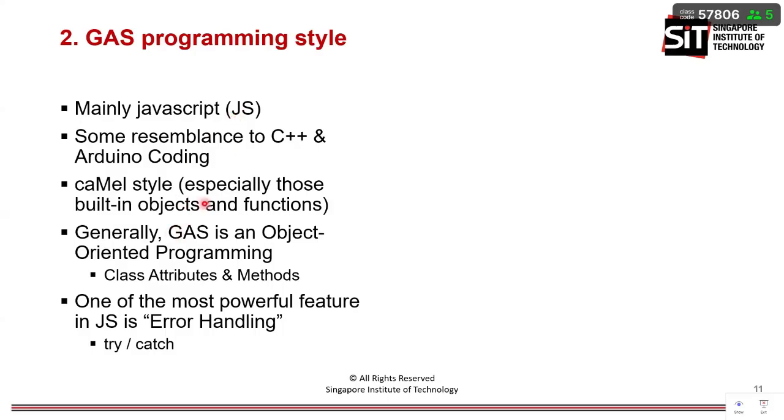So generally, JavaScript, GAS, they are OOP. What is OOP? Object-oriented programming, where they have class objects, attributes, and methods built within. OOP is not new to all of you, just like the way you have used serial.begin. The .begin is a method within Serial. You have used serial.print; this is also using the print method within Serial to print to the serial monitor. So all these are things you have already been making use of.